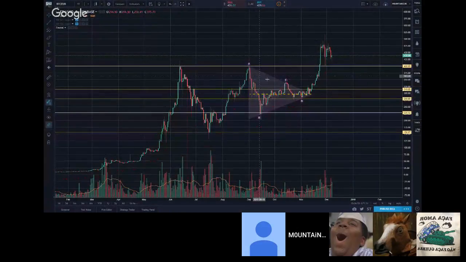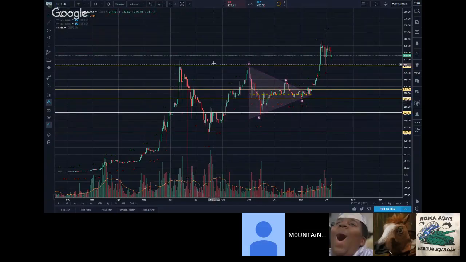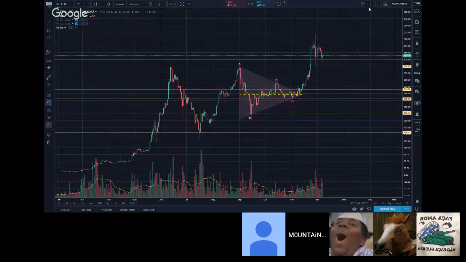Now, I can load that chart. Oh, it didn't save one. Oh, I can't. I can only have one chart layout. Shoot. Sorry. I'm so used to using Coinigy. Apparently, I can only have one chart layout saved. So this is a layout that I like. I called it Mountaineer. I'm going to click Save.